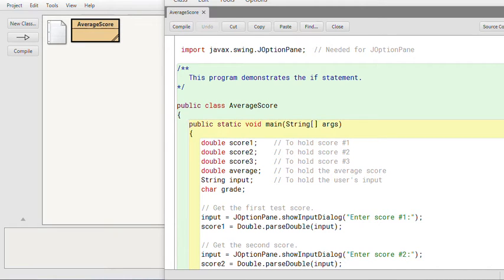In this example, we're going to take a look at the if statement. The if statement is used to create a decision structure, which allows a program to have more than one path of execution. The if statement causes one or more statements to run only when a Boolean expression is true.